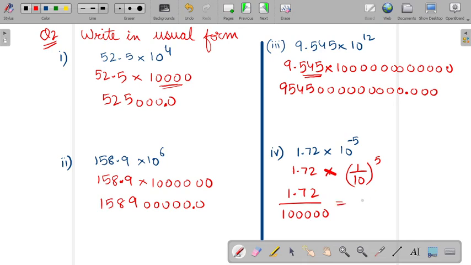So solve it. I think you must be aware of the concept of how to do the division with the number of zeros. One decimal digit is already there, so it would be 0.000172. This would be the answer, because here 5 zeros are there, and while doing the division, one digit is already there, so you will put 4 zeros. And you can also simply do the division, you will get the same answer.